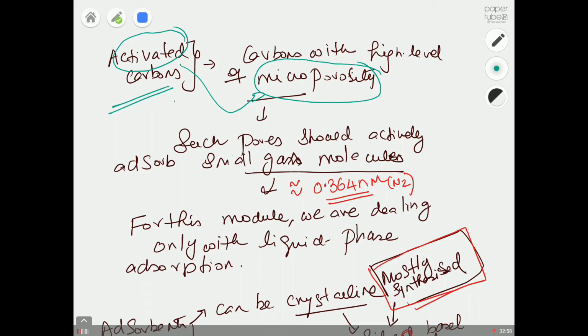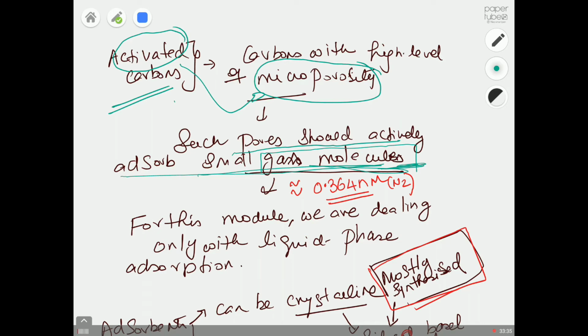And this type of pores should actively adsorb small gas molecules. Just remember, in this module we are just going to talk about liquid phase adsorption. But since we are talking about activated carbon, what does microporosity mean? That's why I have to introduce something relevant to gas adsorption. So what do micropores mean? If you have micropores, they can actively adsorb smaller gas molecules.